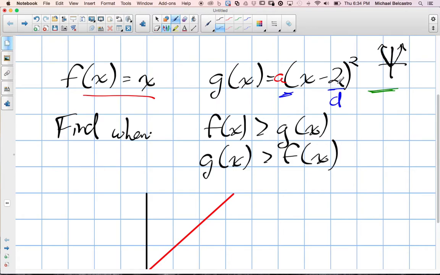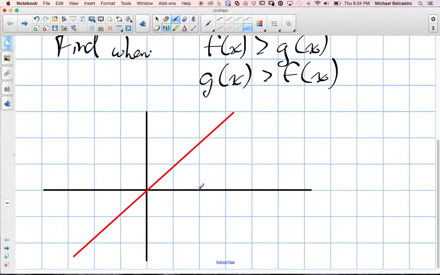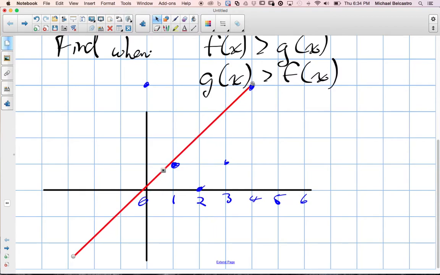What we are doing is moving the vertex 2 units to the right, since our d value is -2. If you remember graphing quadratics, this is 0. You go over 1, up 1, so these two connect here. Over 2, up 4. Let's see, I'm going to make sure this line is drawn properly. It would technically go like that. That would be our line.